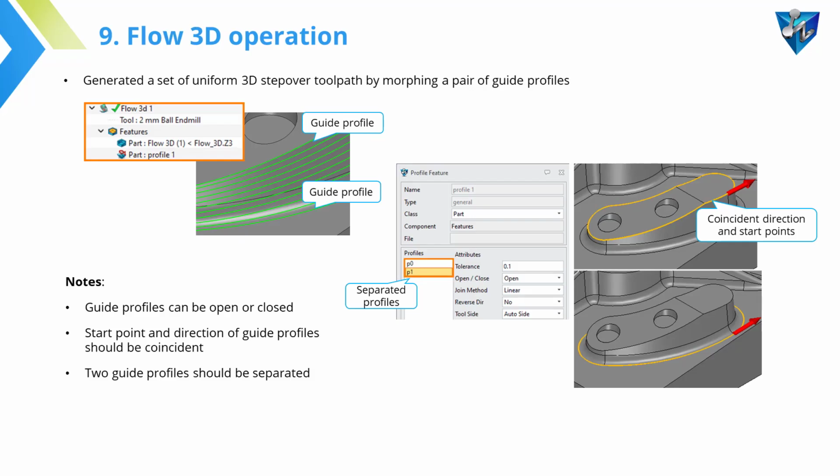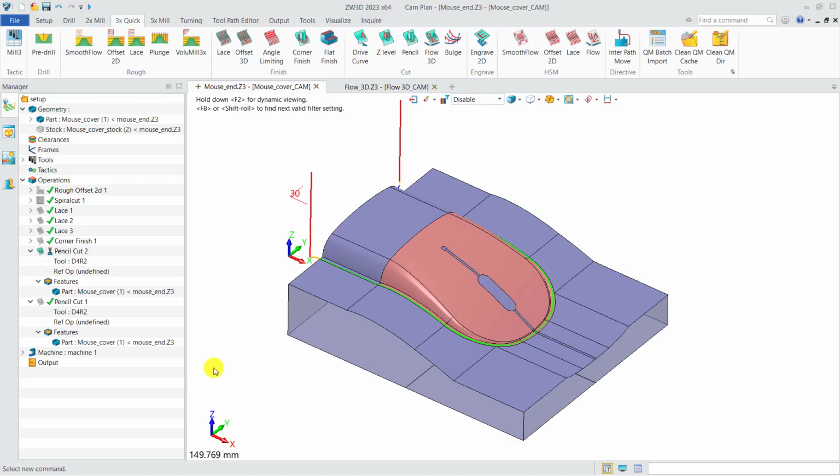And next one is the flow 3D operation. It will generate a set of uniform 3D step over toolpaths by morphing a pair of guide profiles. Please note that guide profiles can be open or closed. The start point and the direction of the guide profiles should be coincident, and the two guide profiles should be separated. Now let's go to ZW3D and have a look.